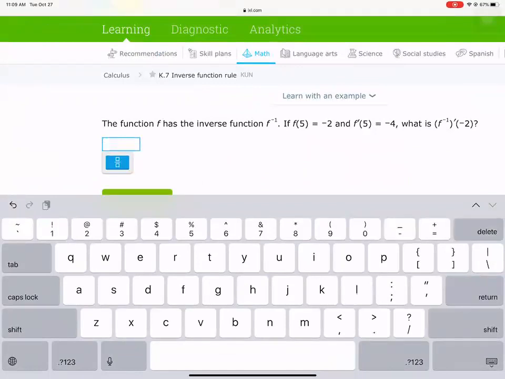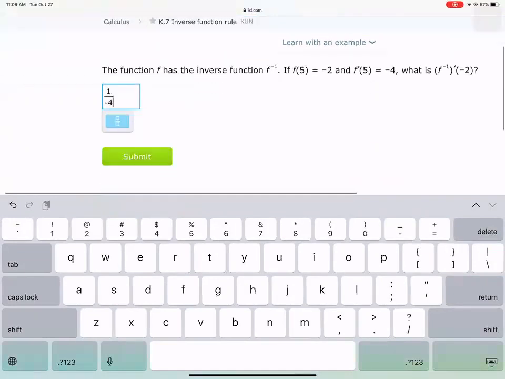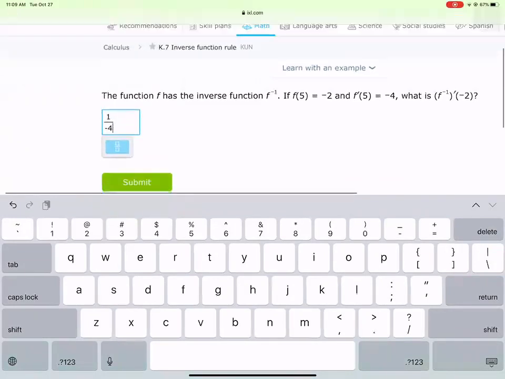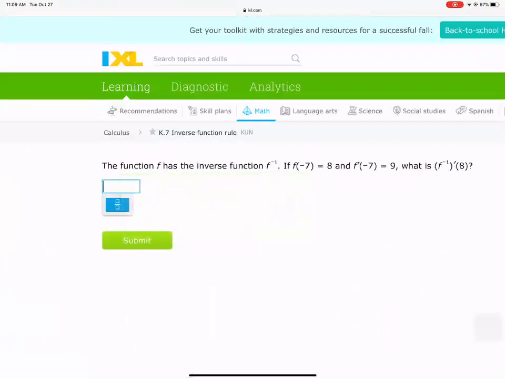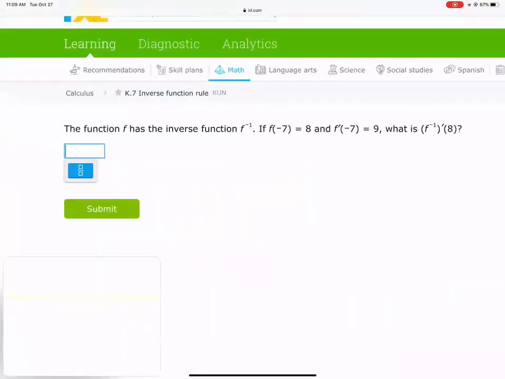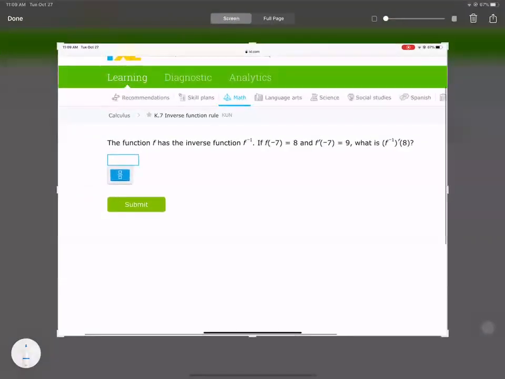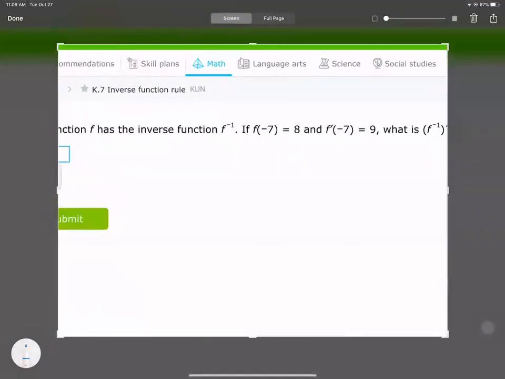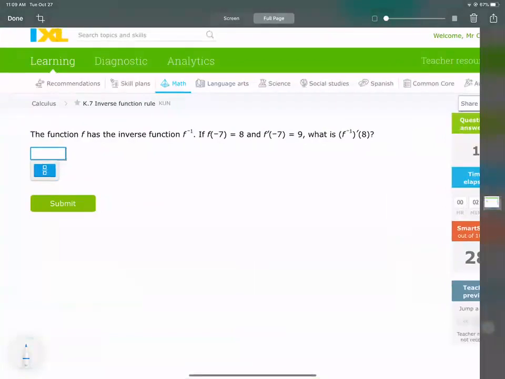I'm not sure it's going to work. Okay, let's do another one. Sorry, we're almost done. So write this out. We know the x and y. You don't have to, but I like seeing it this way.